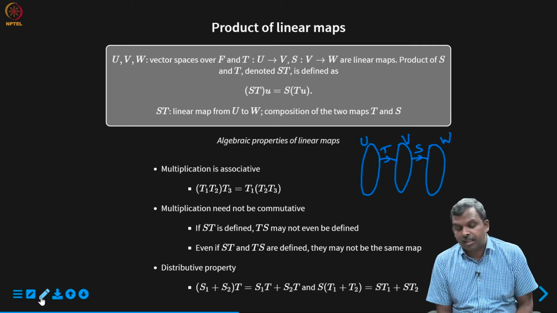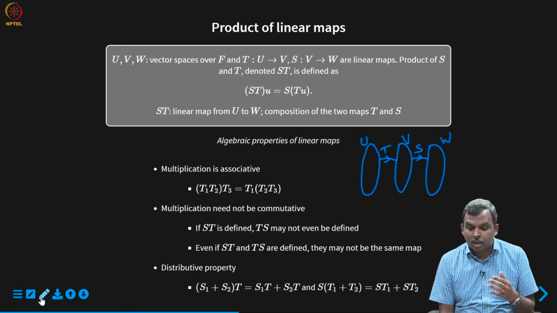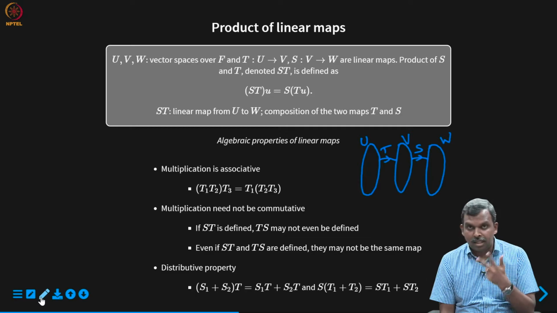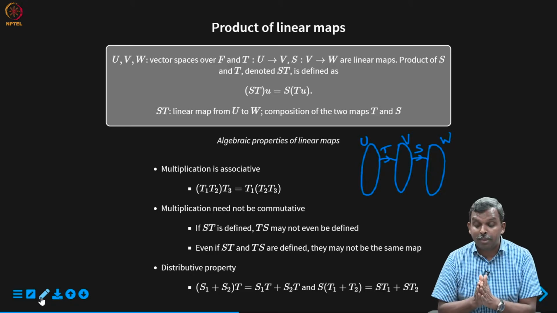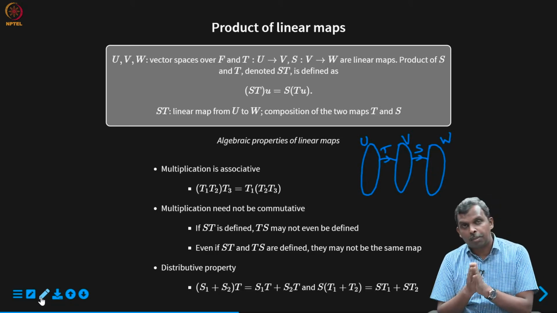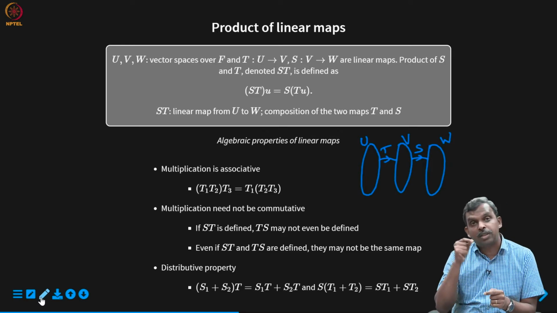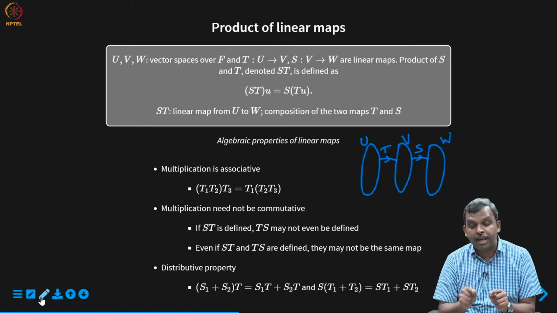Once I have a situation like this, then I can define a product ST. Notice how the ordering goes: you do T from U to V and S from V to W, and then I define the product ST. First of all, ST, it turns out, eventually will be a linear map from U to W. How do I define ST? I only have to specify how it operates on a vector from U and produces a vector from W. So ST operating on u is nothing but S operating on Tu.